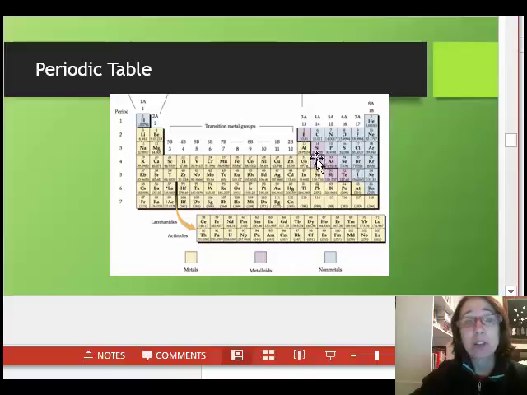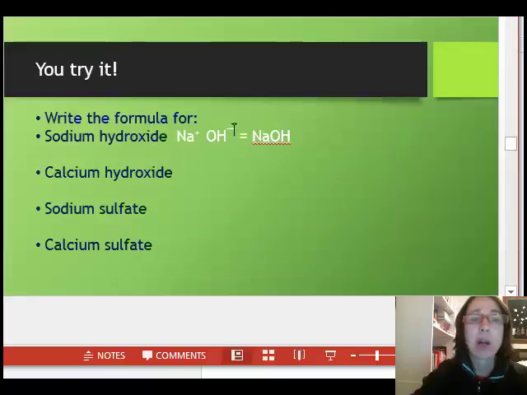We find sodium in the first column of the periodic table, which means it has a charge of +1. Hydroxide is a polyatomic ion with a charge of -1. These ions cancel each other out in a 1-to-1 ratio, and thus the formula of sodium hydroxide is capital N, lowercase a, capital O, capital H.